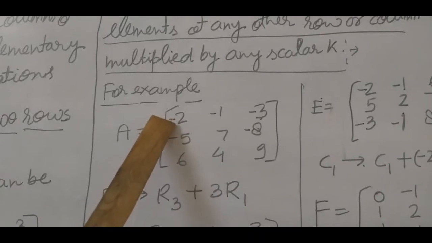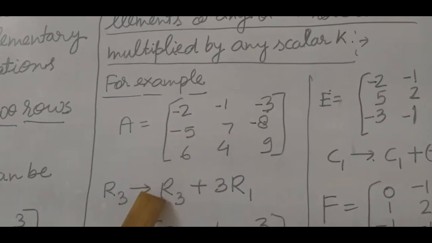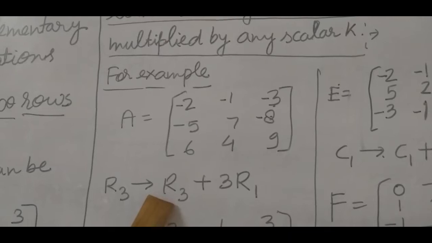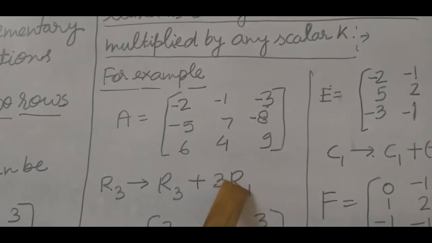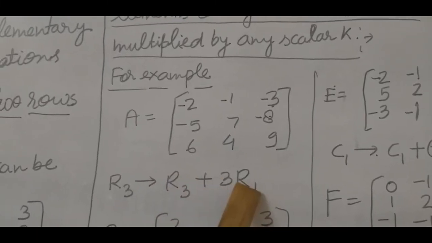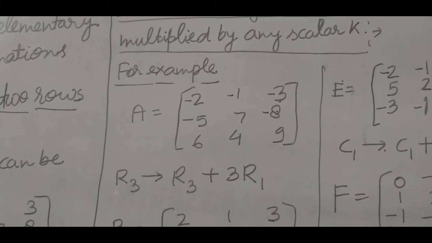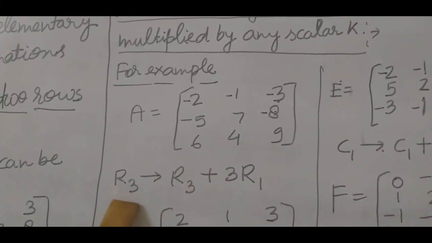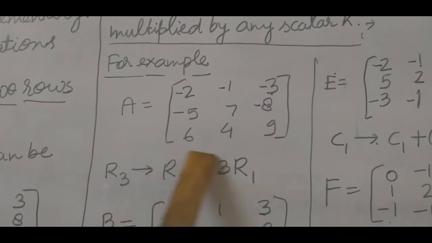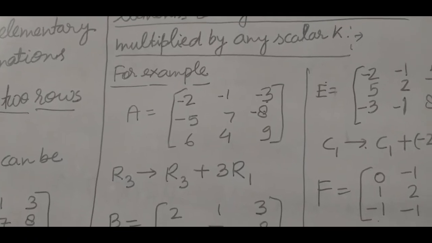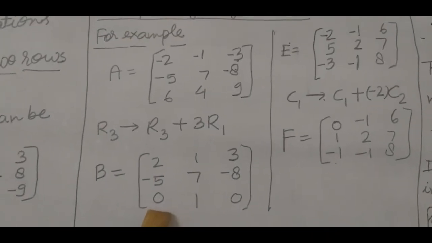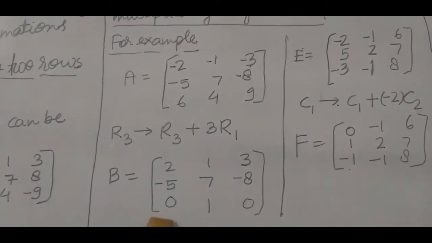Now this is R1. So what value will be here? 6 plus 3 into minus 2, R1 value minus 2. So it means 6 minus 6, so 0. Because we are going to change R3, so R3 will be changed, students. So at the place of 6, 0 will be there.